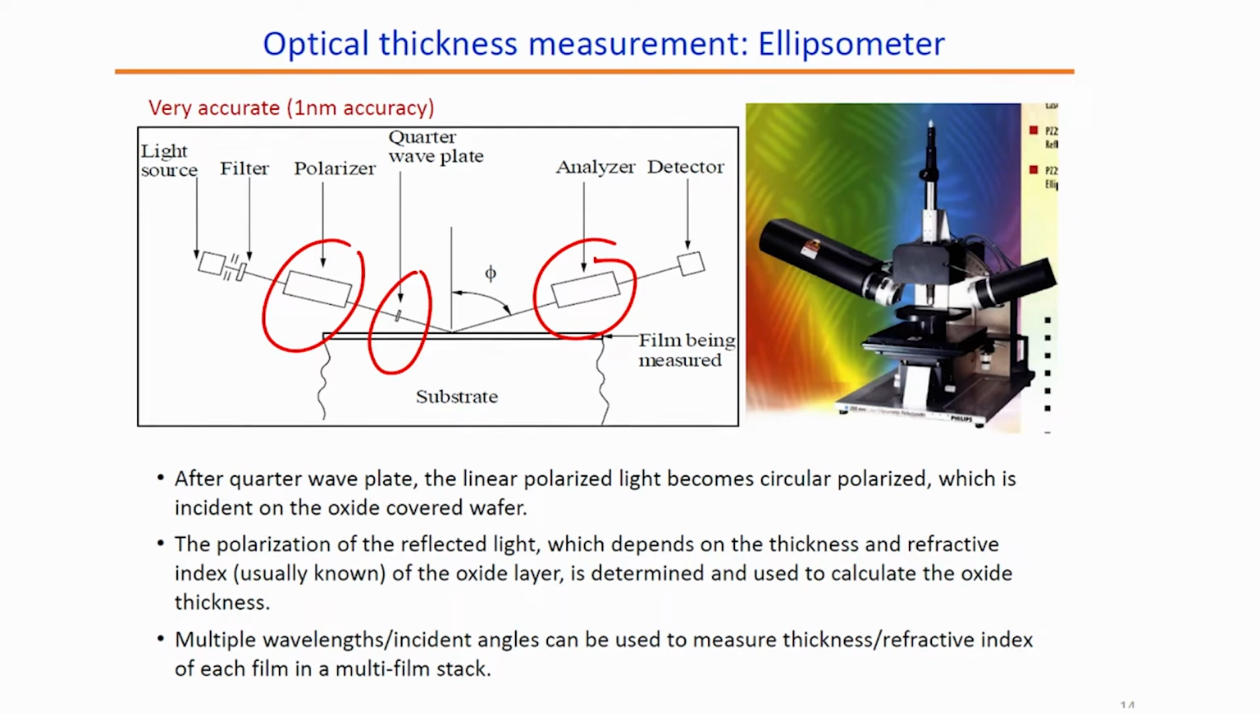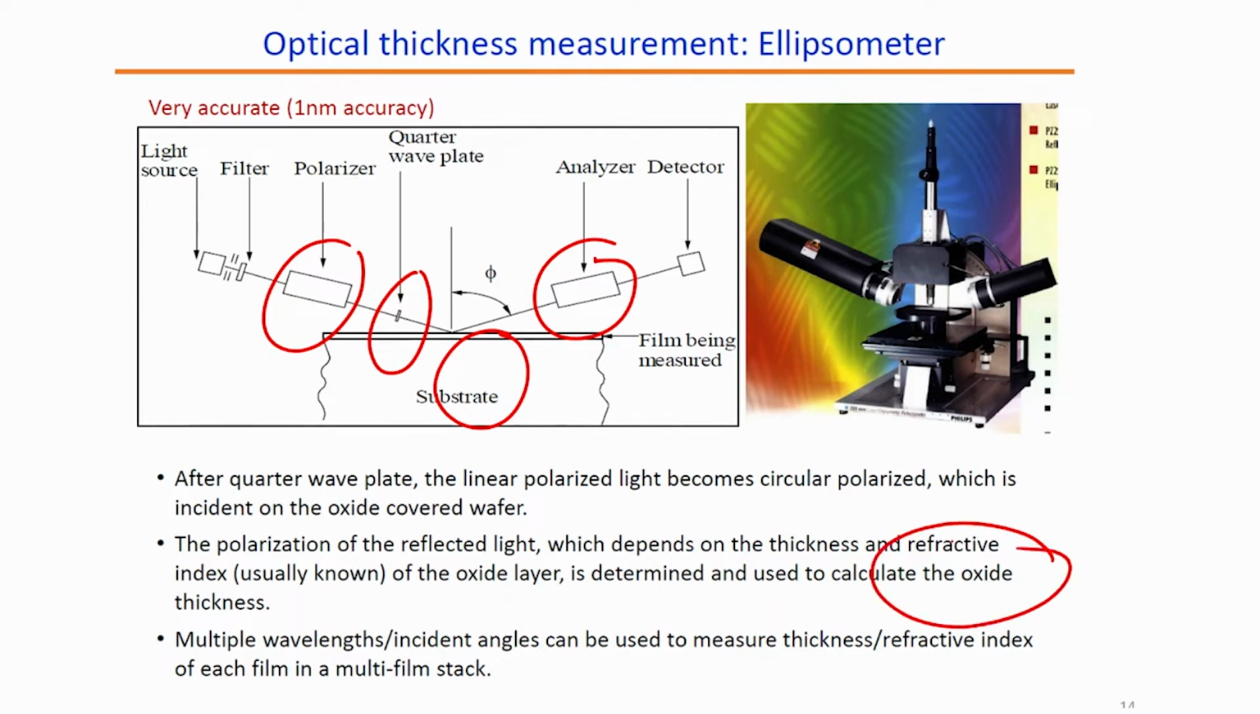technology is that after the quarter wave plate, the linearly polarized light becomes circularly polarized, which is incident on the oxide-covered wafer, which is this one. The polarization of the reflected light, which depends on the thickness and refractive index of the oxide layer, is determined and used to calculate the oxide thickness.